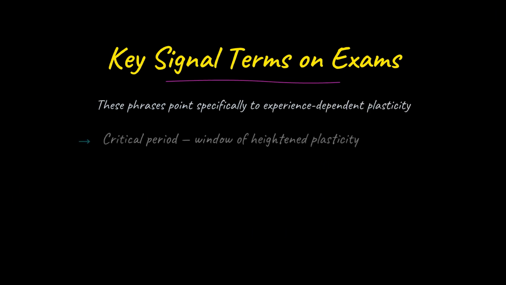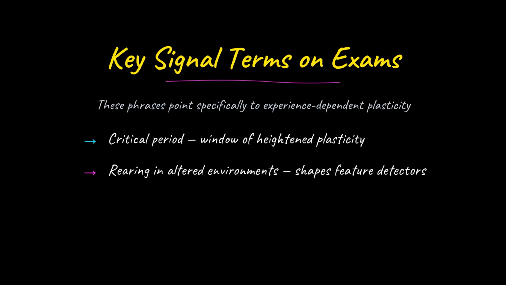From early visual cortex wiring in infants, to adult mastery of musical or athletic skills, to rehabilitation after stroke, where intensive practice recruits surrounding healthy tissue to restore lost function. On exams, watch for signal phrases like critical period, rearing in altered environments, and cortical reorganization.